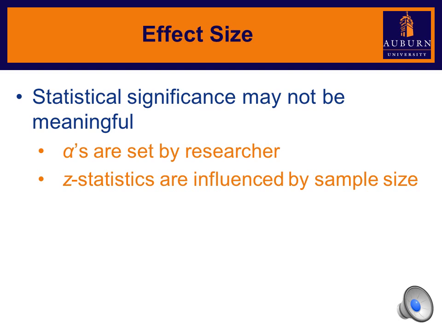Additionally, we talked about how the Z statistic is influenced by the sample size. In general, the larger the sample, the higher our Z statistic is going to be, and so the easier it is for us to reject the null hypothesis. Given these two fairly subjective components of hypothesis testing, it's possible that our statistical significance, or our decision of whether to reject or fail to reject the null, may not be that meaningful. So in addition to a hypothesis test, we also want to calculate an effect size.